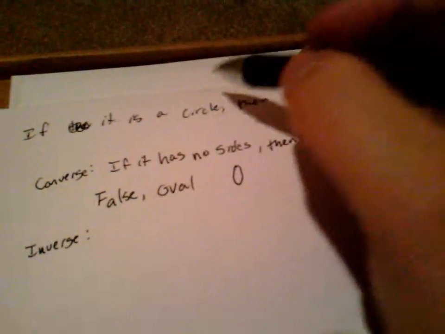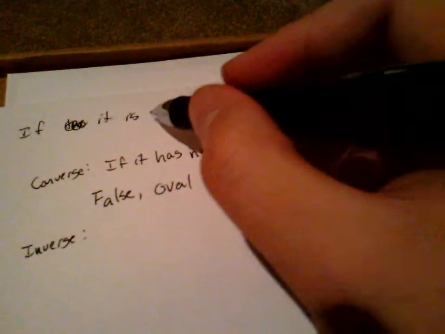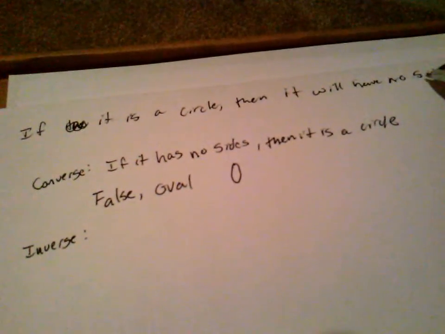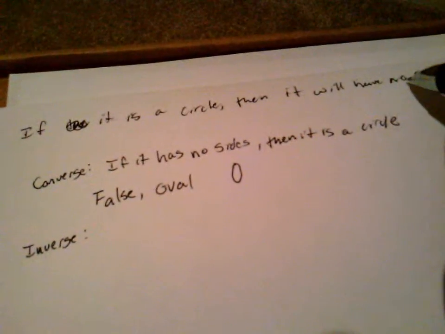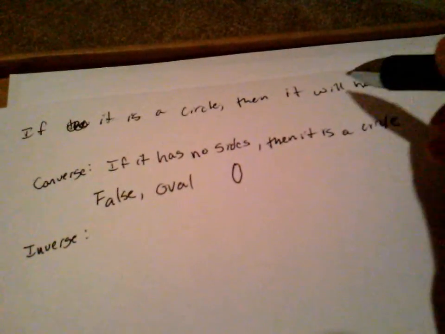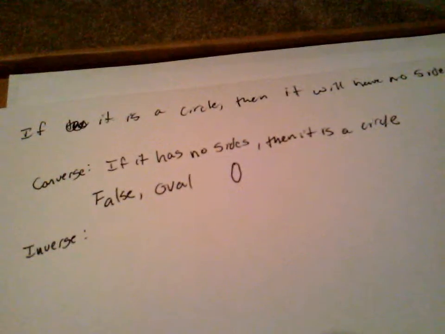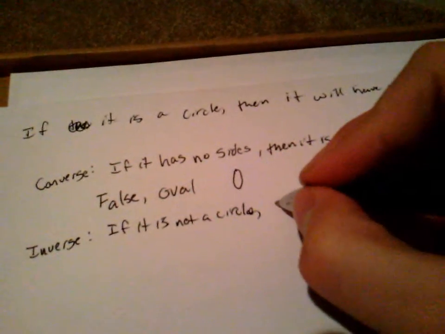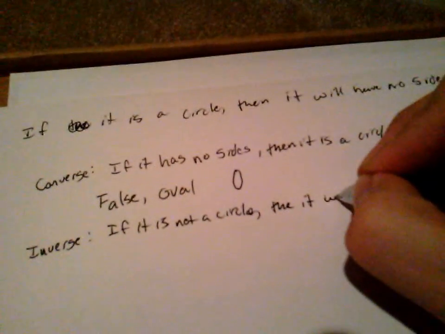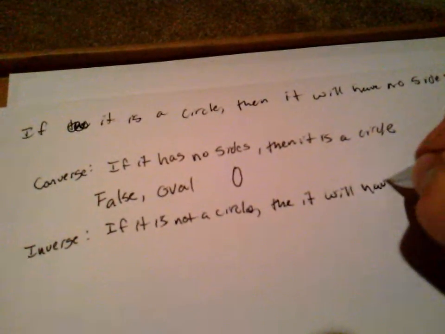Then we've got the inverse. The inverse is the negation of this. Now, we see no negative word in here, but we see one here. So this is what's going to happen. We have to add a negative word to the hypothesis, but we have to make this a positive. We cannot have this as a no sides. So we have to do something like this: if it is not a circle, then it will have sides.